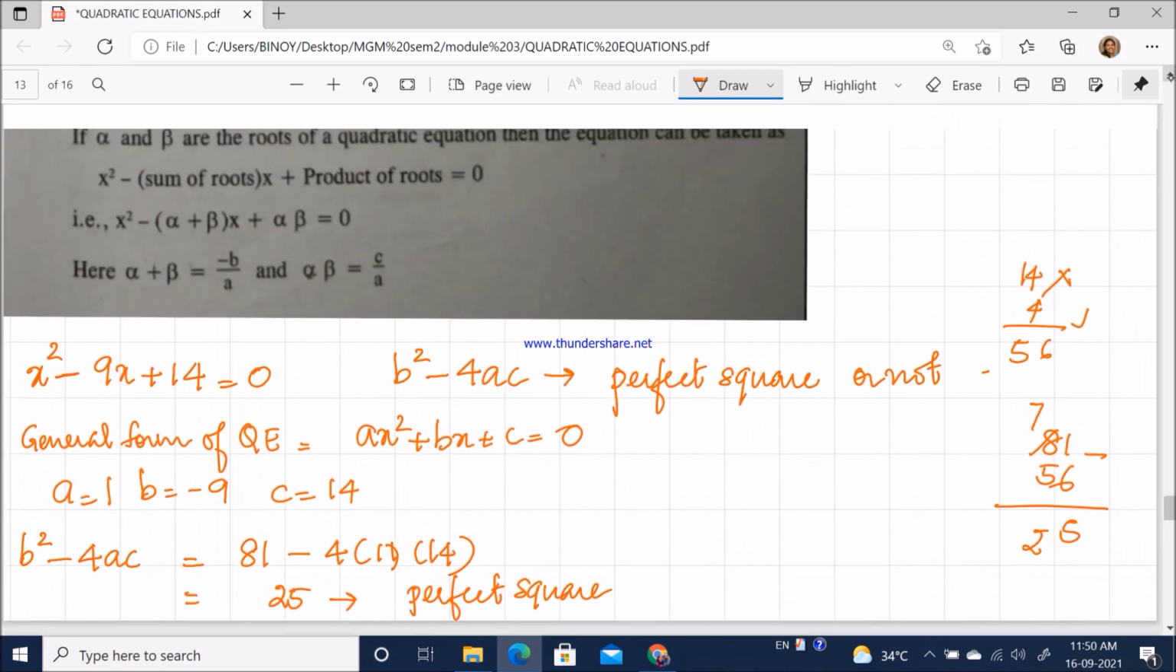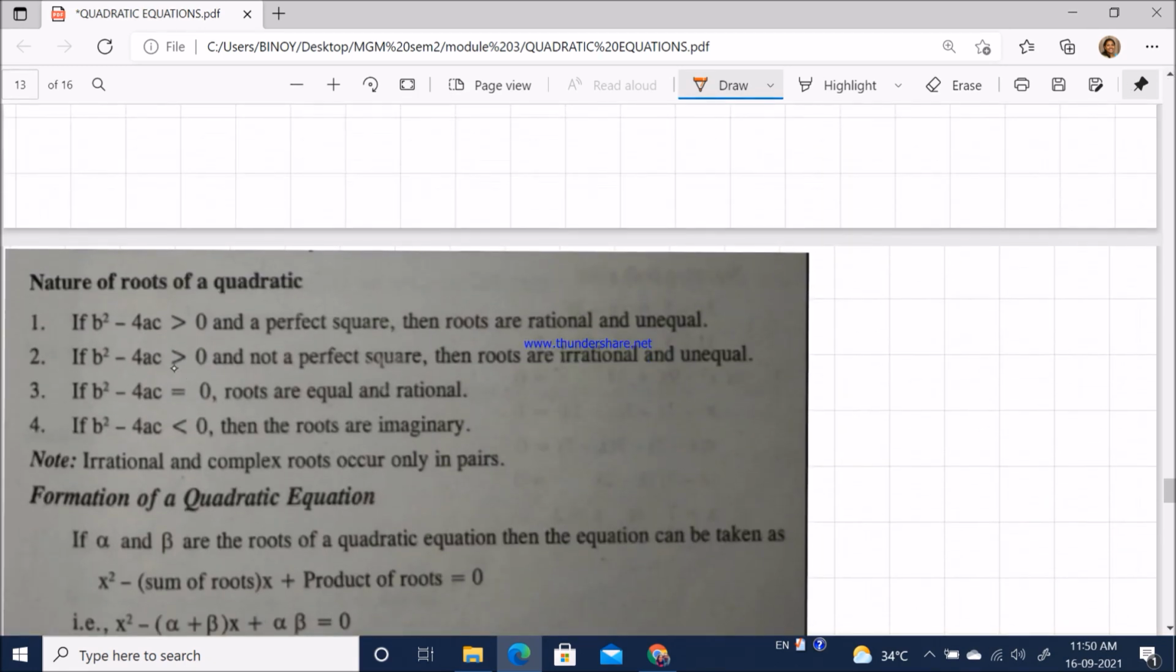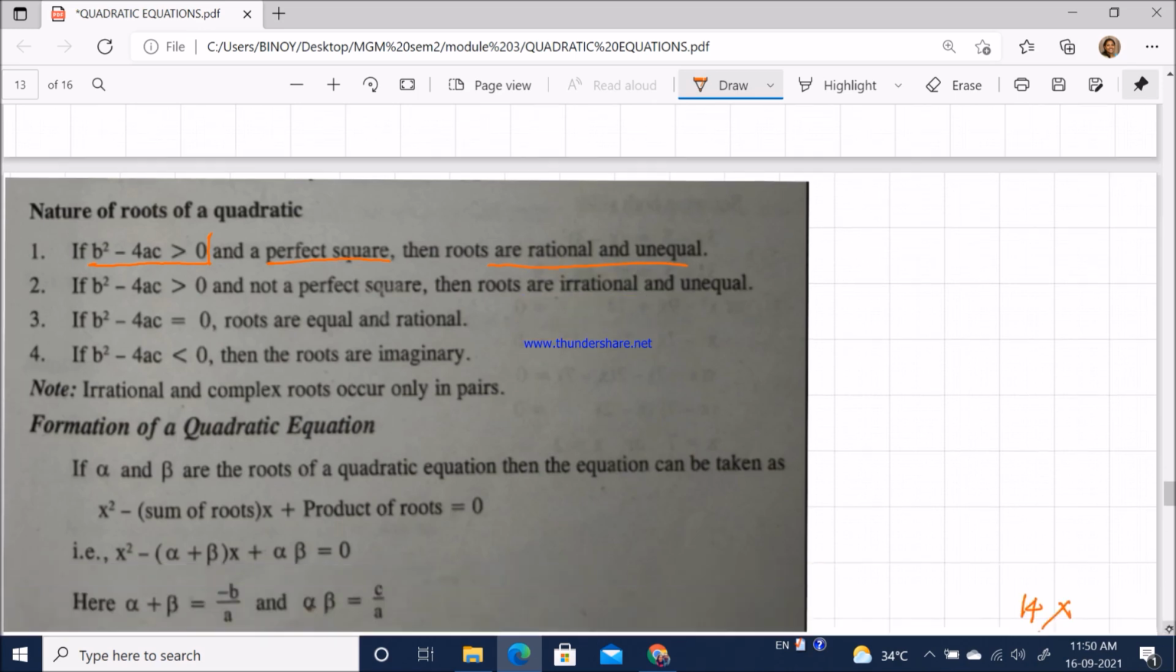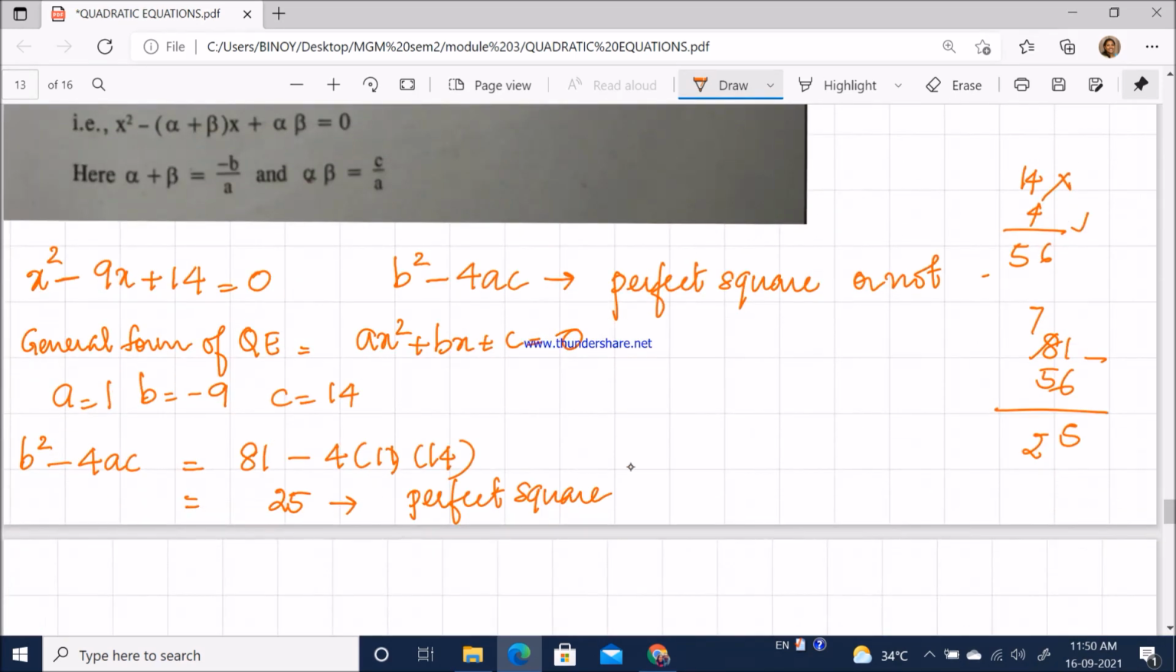So if b square minus 4ac is greater than 0 and if it is a perfect square, we can say that the roots of the equation are rational and unequal.